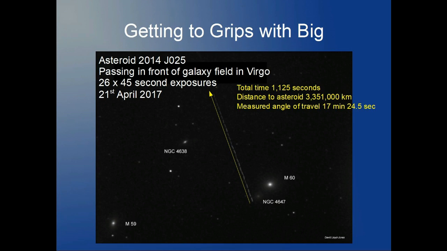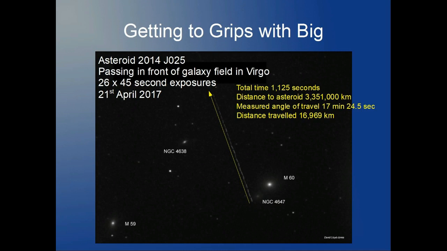Since this was my own image, and I knew the angular size of the camera's frame, I could easily measure the length of the asteroid's track to be 17 minutes and 24.5 seconds. And that, of course, let me calculate the length of the track, which turned out to be 16,969 kilometers. Travelling that distance in 1,125 seconds means that the asteroid must have been travelling at 15 kilometers per second, which translates to 54,000 kilometers per hour.